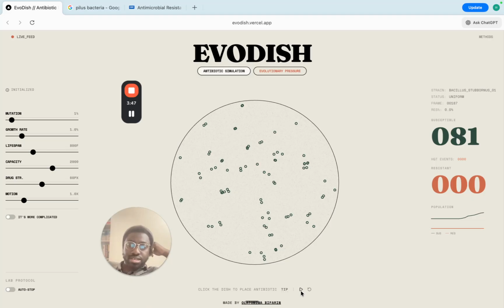Settings. Okay, on this side you have the stats: the name of the strain, the status, the frame. This is the percentage of the resistant strain that you have at any particular time. These are the numbers, and of course you have this, which I'm going to talk about later. This is the horizontal gene transfer, a transfer of resistance through what we call a pilus. But more on that later.